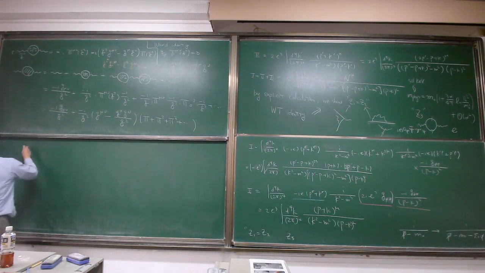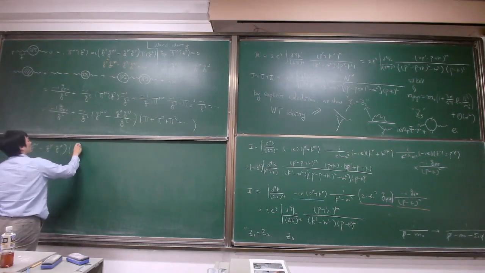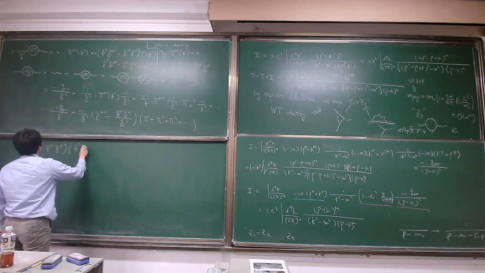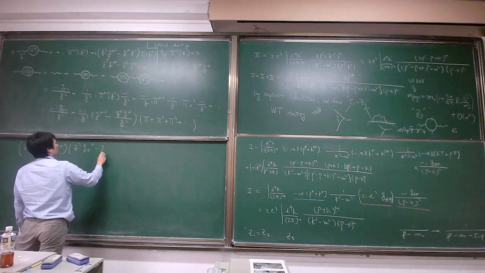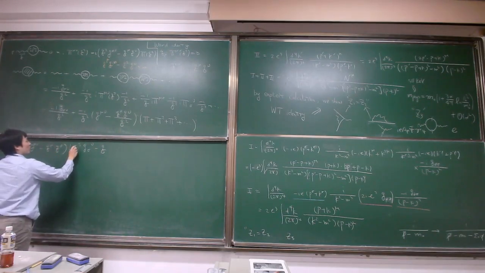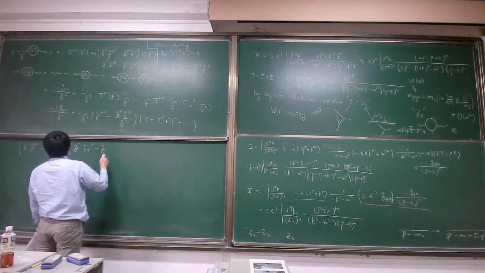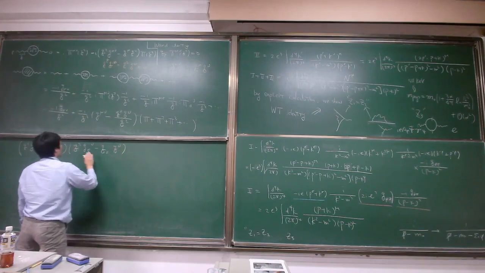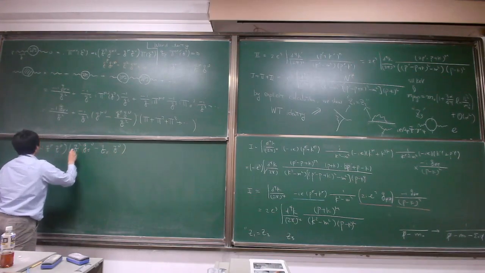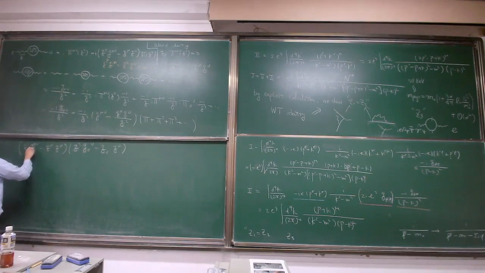So q squared g mu sigma minus q mu q sigma, and q squared g sigma nu minus q sigma q nu. I'm sorry, I hope you can distinguish the q and the g. My handwriting is horrible. This is g and this is g. Okay, and do the Lorentz contraction.